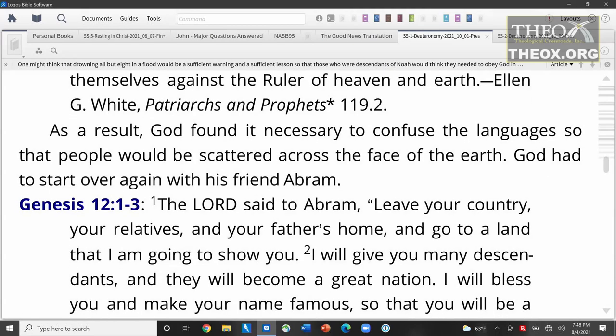As a result, God found it necessary to confuse the languages so the people would be scattered across the face of the earth. God had to start all over again with his friend Abraham. I'm sorry, at that time he was still Abram, wasn't he?